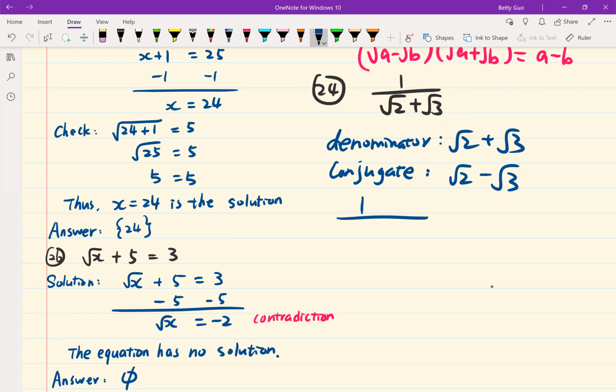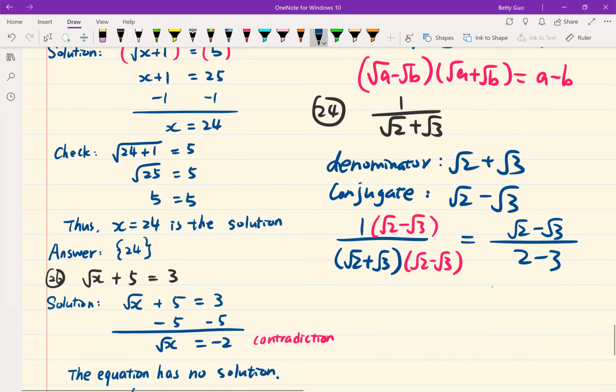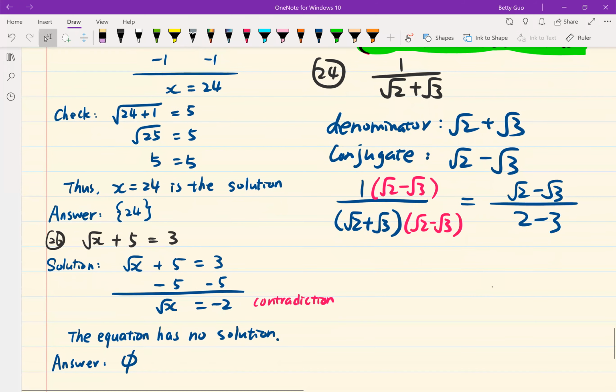So how do we use the conjugate? We're going to multiply both top and the bottom by the conjugate, and see what happens after that. Numerator, root 2 minus root 3. Denominator, root 2 plus root 3 times root 2 minus root 3. 2 minus 3. Yeah, again, we use the formula right here. 2 minus 3 is negative 1.